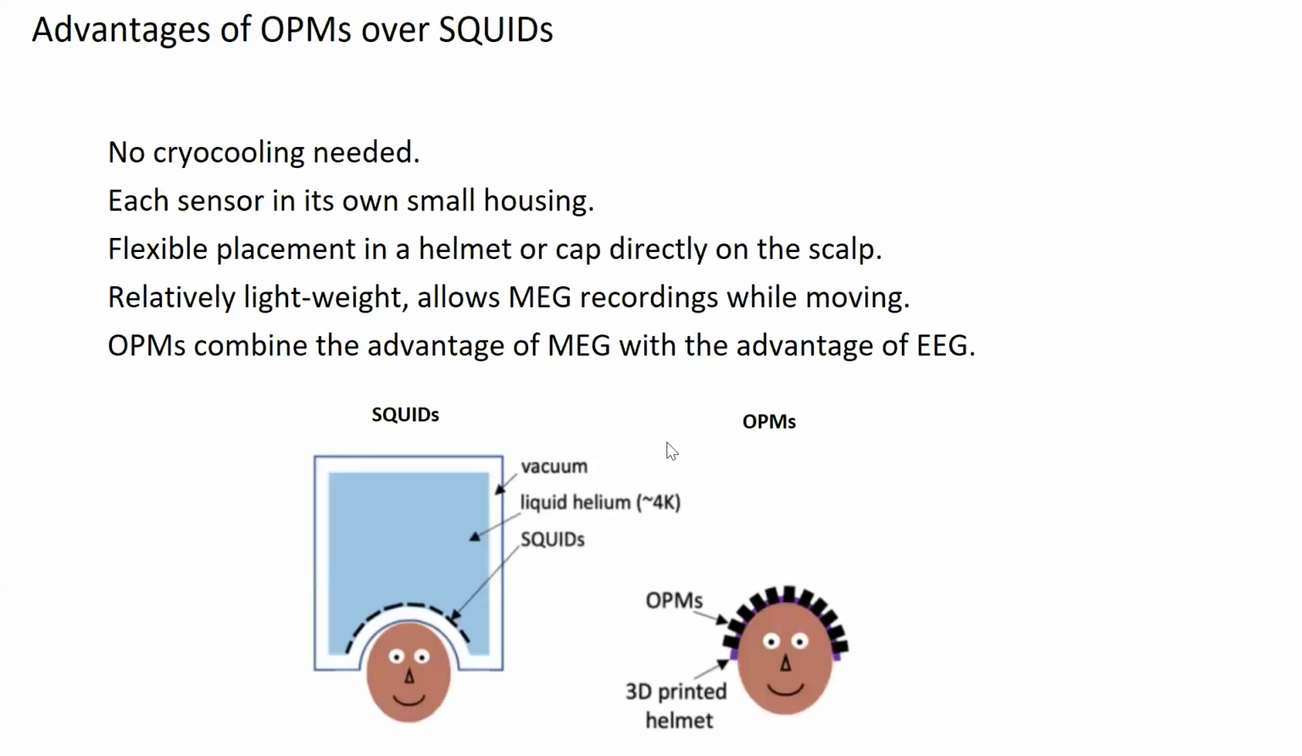Because the advantage of OPMs over SQUIDs is that OPMs don't need cryo cooling. Each sensor has its own housing, which allows for flexible placement. It's relatively lightweight, allowing OPM measurements during moving. As such, I would say that OPMs combine the advantages that MEG has, a high spatial resolution, with the advantage that EEG has, which is very wearable, lightweight, and very comfortable for the participant, if you exclude the preparation time, which is a little bit annoying with the EEG.